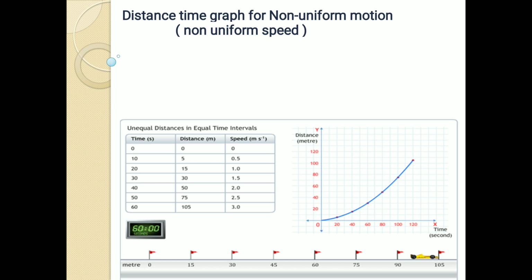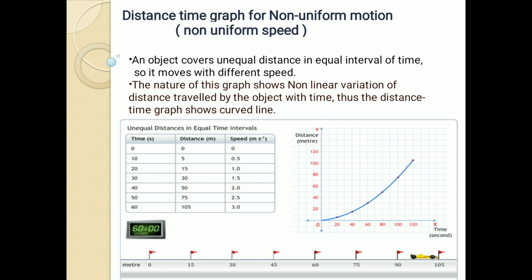This curved line shows that this is a non-uniform motion. So you know that the object covers unequal distance in equal intervals of time. So it moves with different speed. Different speed is nothing but non-uniform motion. You can see that the distance covered is different, and the time is the same here. Time is 10, 20, 30, but the distance covered is different.